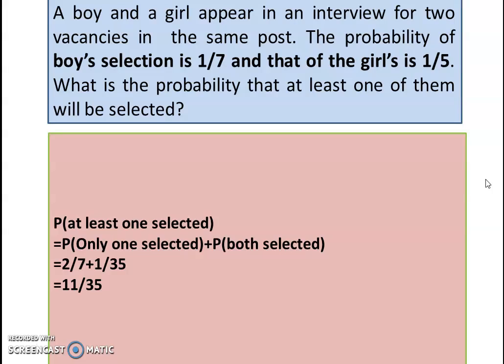We can use another way to calculate the probability that at least one of them will be selected. We have already calculated that the probability that only one of them will be selected is 2 upon 7 and the probability that both of them will be selected is 1 upon 35. So when we add both the probabilities, it would give the probability that at least one of them will be selected, because at least one selected can cover only one selected or both of them selected, right? So after adding, the answer is 11 upon 35 and this is the required probability.